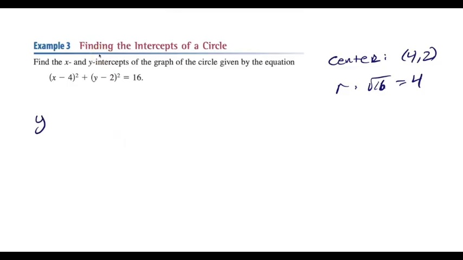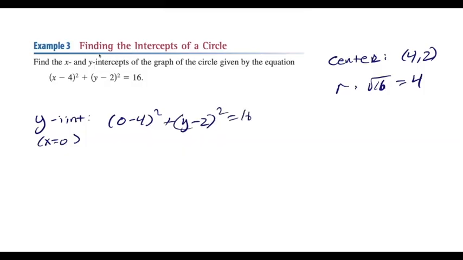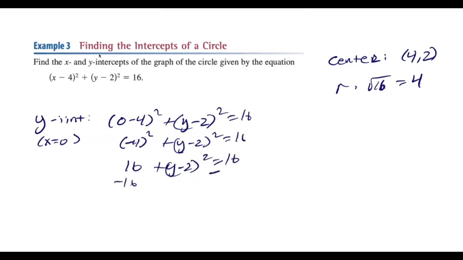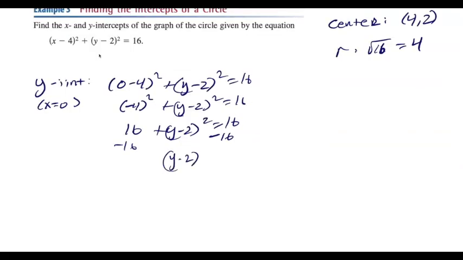Do the y-intercept first. If you want to find the y-intercepts, you're going to set x equal to 0. We're going to go 0 minus 4 squared plus y minus 2 squared equals 16. So this is negative 4 squared plus y minus 2 squared equals 16. So 16 plus y minus 2 squared equals 16. Minus 16, minus 16. You get y minus 2 squared equals 0.